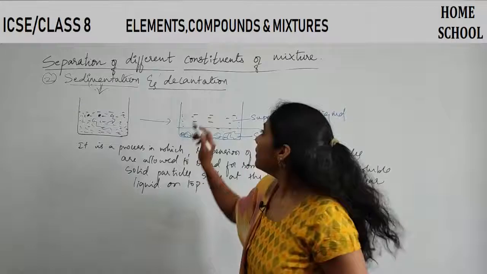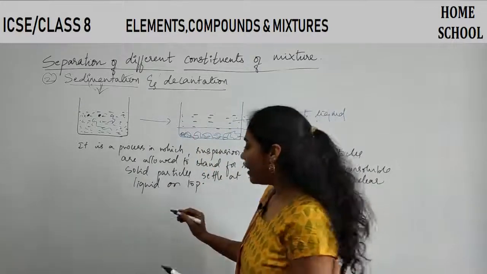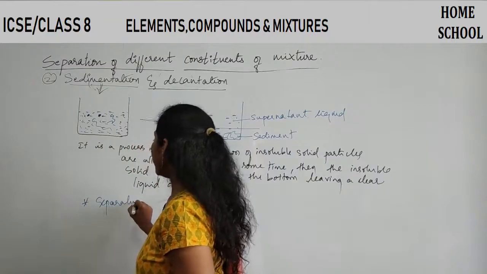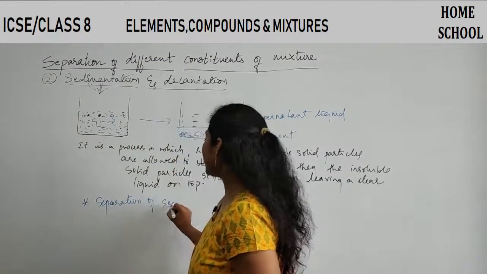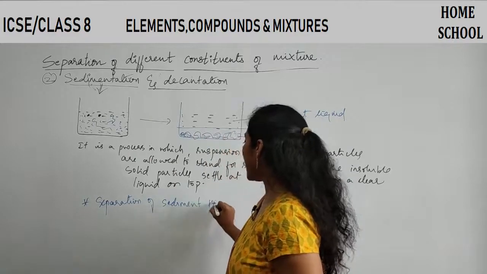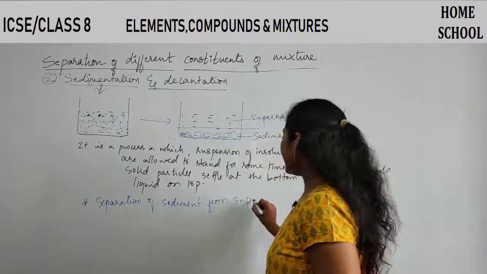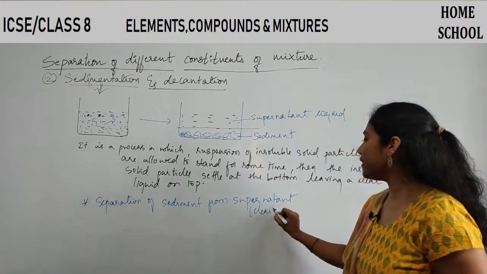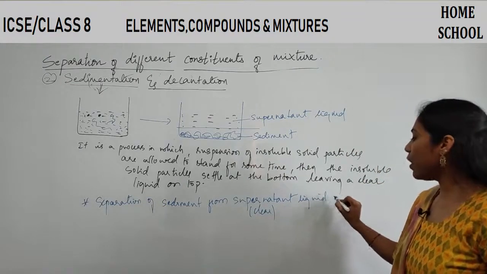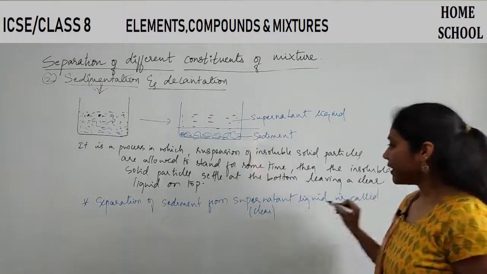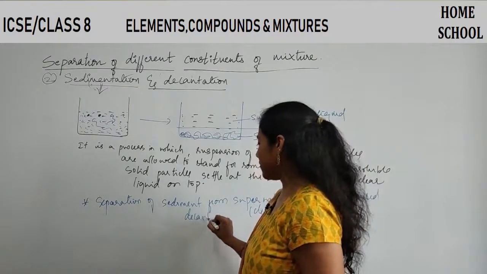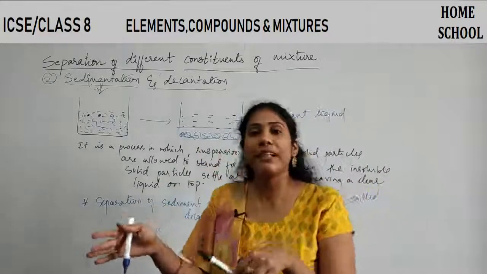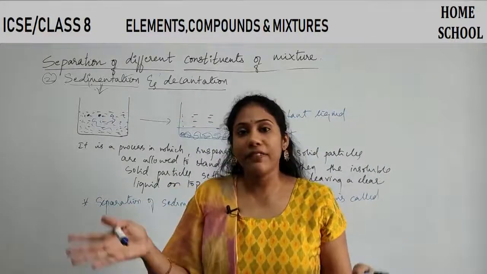So how do we do that? By decantation, right? So what I would write here is separation of sediment from supernatant liquid. Supernatant, that means clear liquid, is called decantation. Clear? If you pour this liquid into another beaker, you are able to separate that liquid from the sediment.